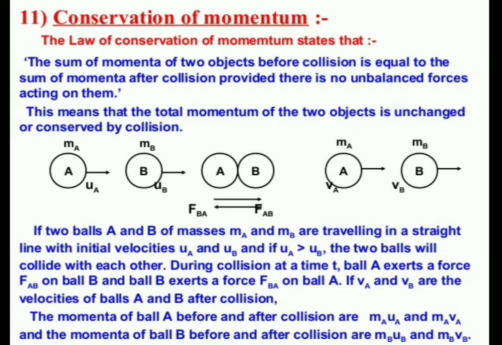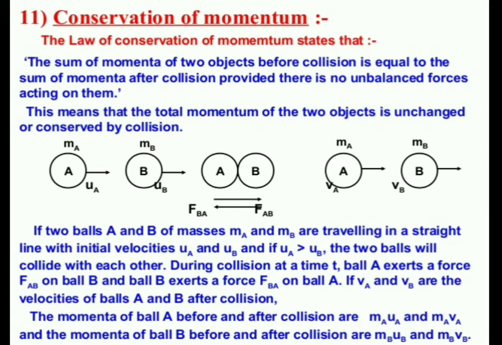During the collision, at a time t, ball A exerts a force FAB on ball B. FAB means the force exerted by A on ball B. And suppose ball B exerts a force FBA on ball A. Does it change their velocity? Yes, definitely it changes the velocity.